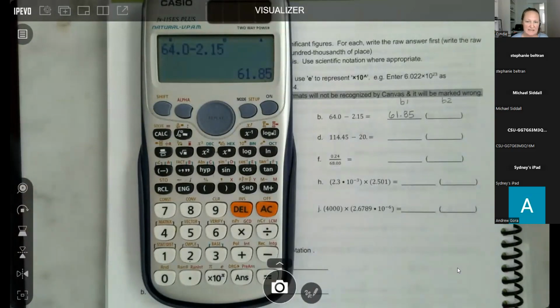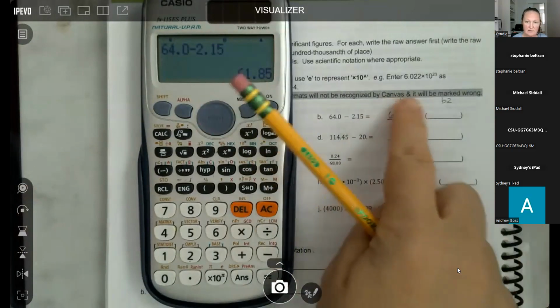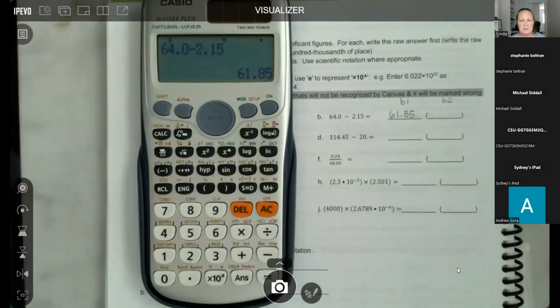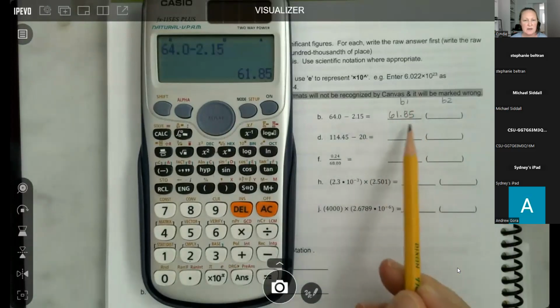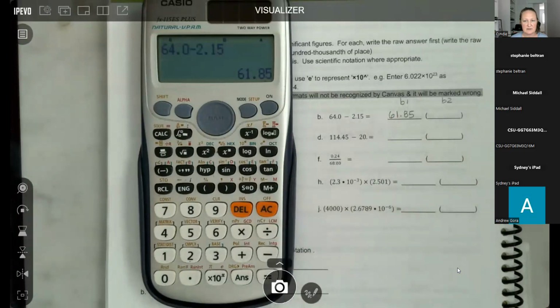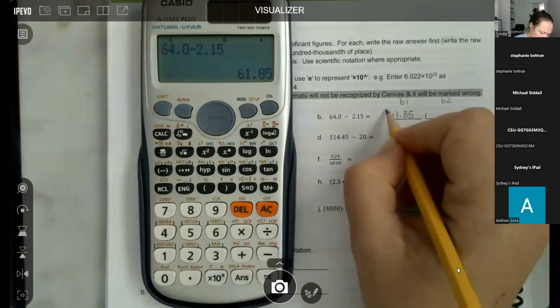Basically it's just the raw answer, up to a maximum of 5 decimal places past the decimal that you can put into Canvas. And we're not doing any rounding yet, so don't round this or do anything to it. This is just the first answer that you put into Canvas.